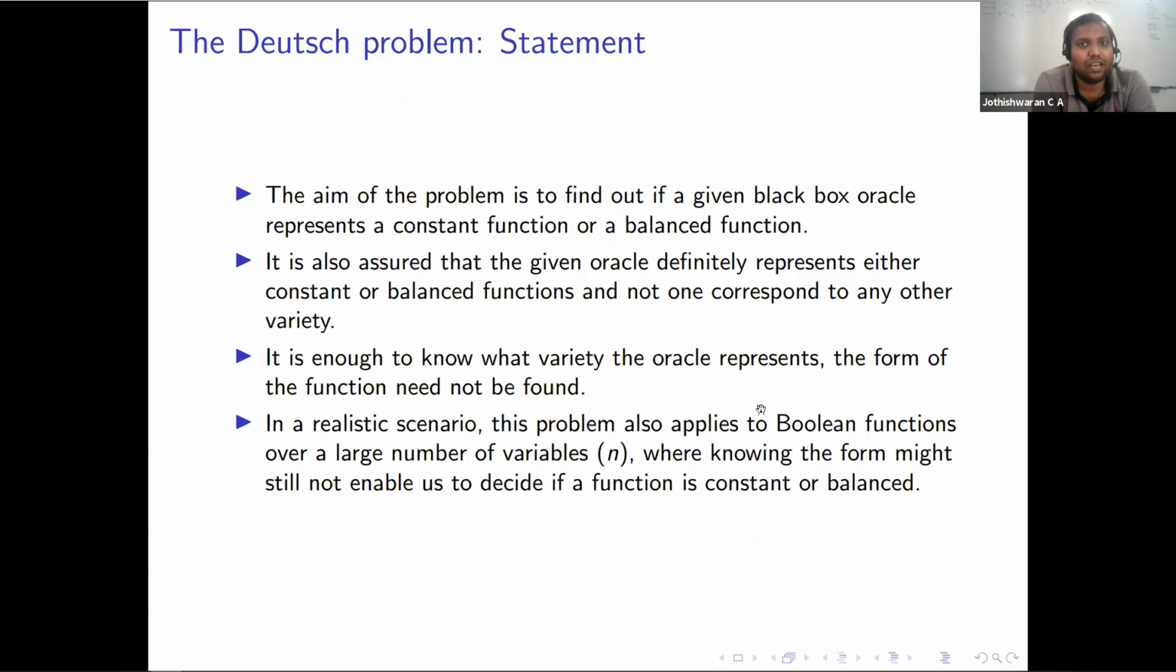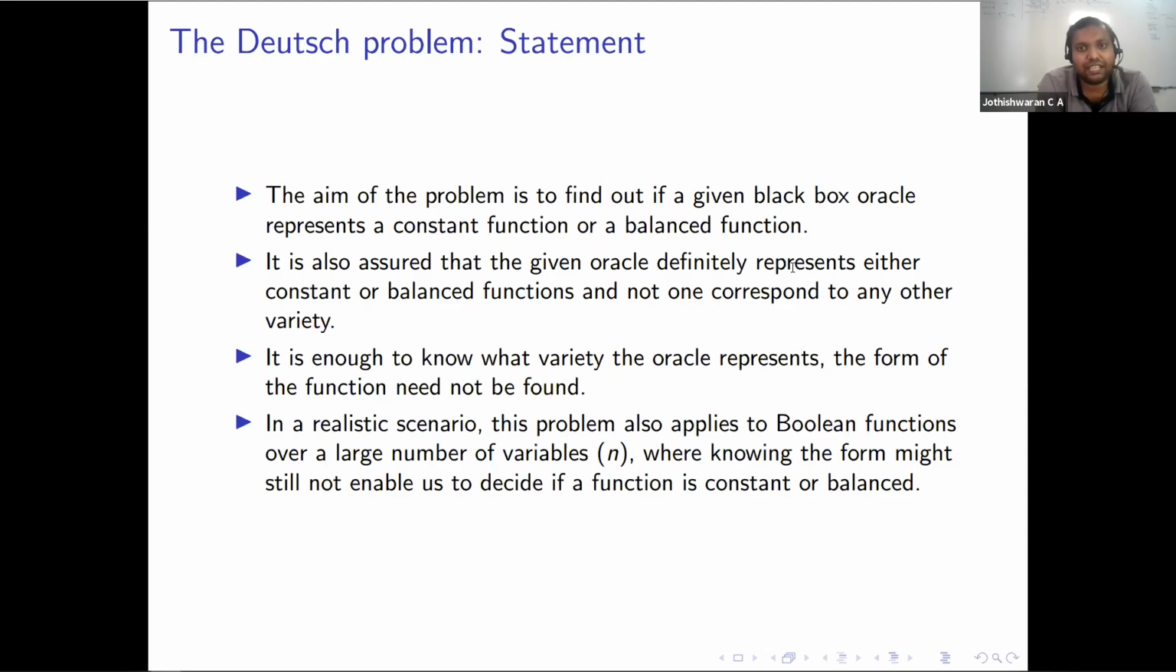So if I'm given such an oracle and I'm guaranteed, as mentioned here, that the given oracle definitely represents either a constant or a balanced function, so I'm guaranteeing that the oracle I'm presented with is either balanced or constant, then my aim is to guess if it is constant or balanced. Again, I only want to know if it is constant or balanced. I don't want to know what the exact form of the function is. So the Deutsch problem only asks, given a black box oracle, is it possible to find out if it is constant or balanced?